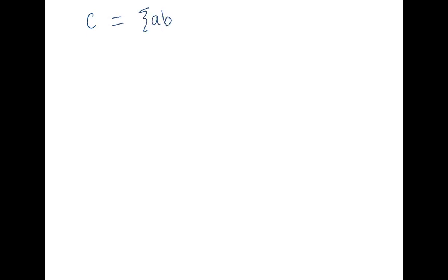Let's take language C to be the set of strings a, b, and ba. Now we're looking for C star, sometimes called Kleene star. What this means is zero or more strings from language C. If I take zero, I'm going to end up with epsilon. Or I could take one, which would give me ab and ba.